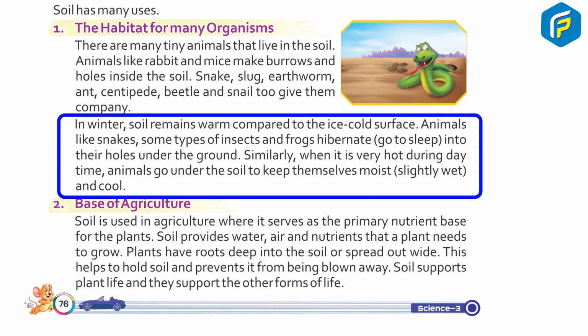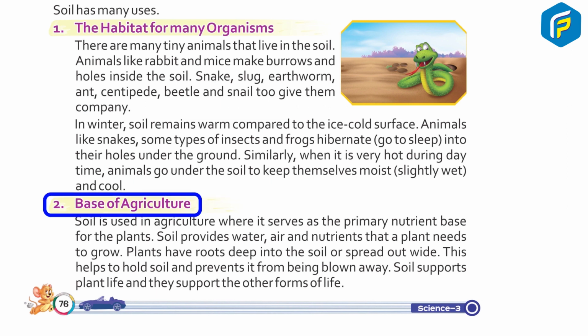In winter, soil remains warm compared to the ice-cold surface. Animals like snakes, some types of insects and frogs hibernate, going to sleep in their holes under the ground. Similarly, when it is very hot during the daytime, animals go under the soil to keep themselves moist, slightly wet and cool.